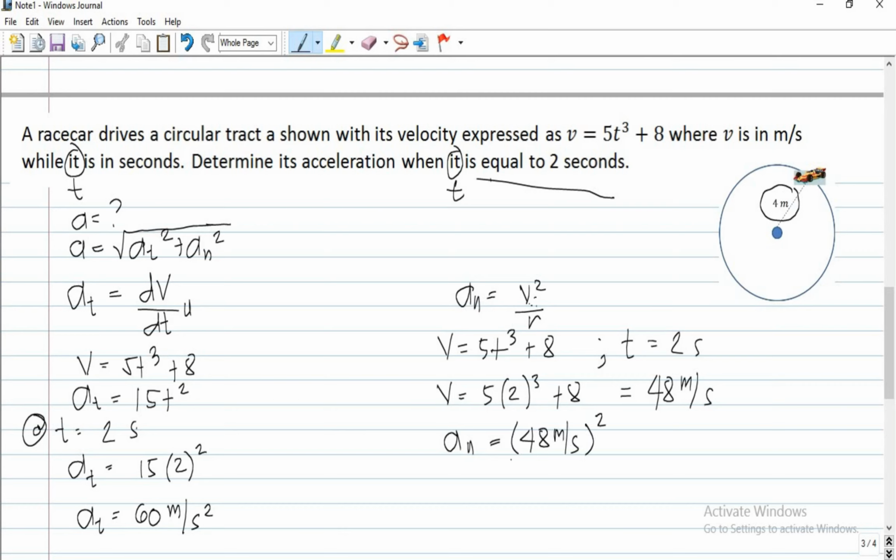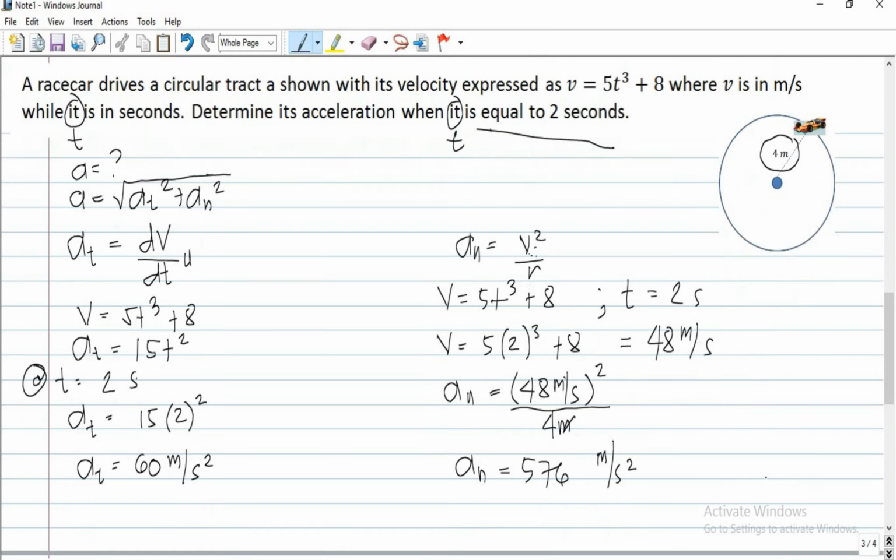An is equal to 48 meters per second, raised to 2, divided by the r. R here is the radius of the circle, 4 meters. Therefore, our normal acceleration is equal now to, again, magka-cancel out yung meter sa baba at yung isang meter sa taas. Ang magiging unit ko ngayon is meter per second squared. 48 squared over 4 is equal to 576 meter per second squared.